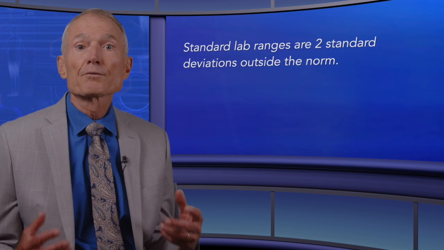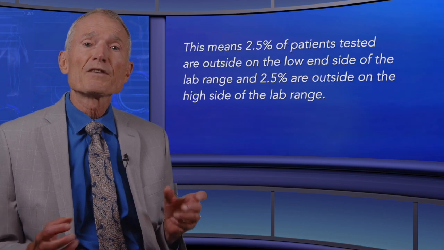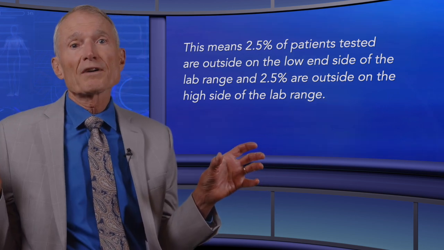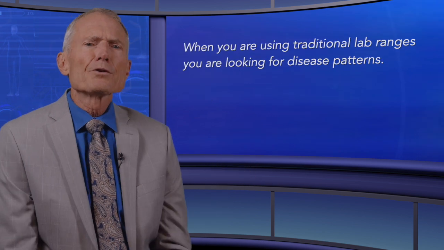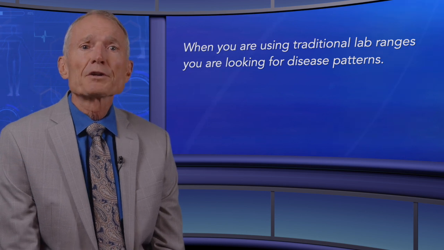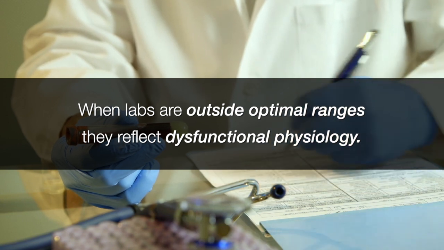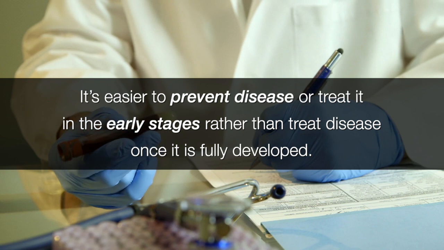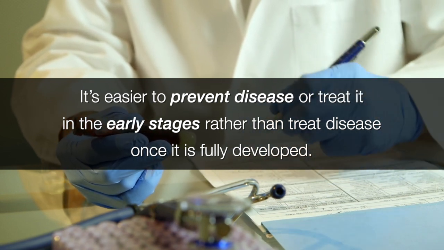He'll share that standard lab ranges are 2 standard deviations outside the norm. This means 2.5% of patients tested are outside on the low end side of the lab range and 2.5% are outside on the high side of the lab range. In other words, when you're using traditional lab ranges, you're looking for disease patterns. Dr. Peterson will be looking at tighter physiologic ranges to assess health. When labs are outside optimal ranges, they reflect dysfunctional physiology. And as we're all aware, it's easier to prevent disease or treat it in the early stages rather than treat disease once it's fully developed.